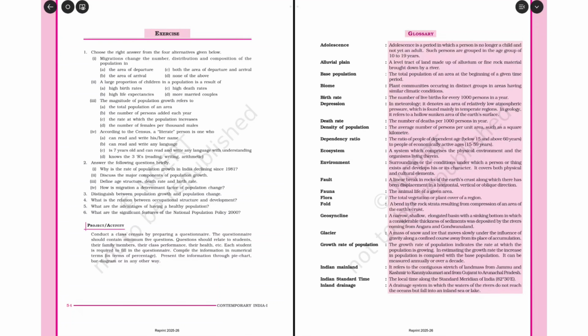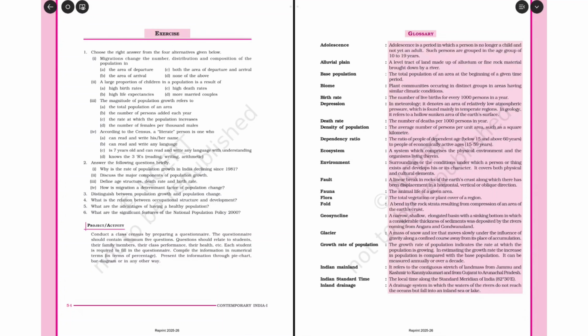Question 1, part Roman numeral 2. A large proportion of children in a population is a result of A. High birth rates, B. High life expectancies, C. High death rates, D. More married couples. This is targeting the bathtub analogy we used earlier. The answer is A, high birth rates. A high life expectancy would result in a larger proportion of elderly individuals, not children. A high proportion of children simply means the faucet is wide open. A high number of live births per 1,000 people is constantly replenishing the base of the population demographic.